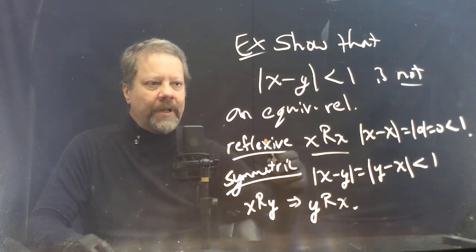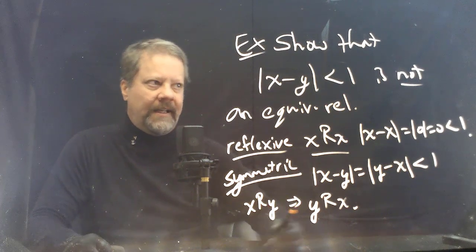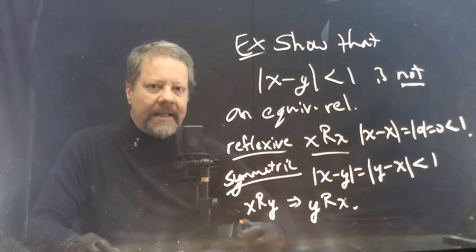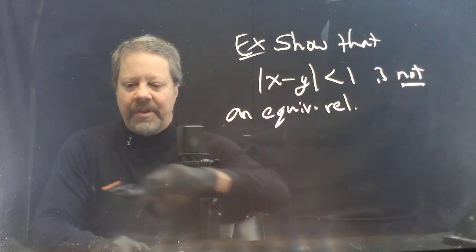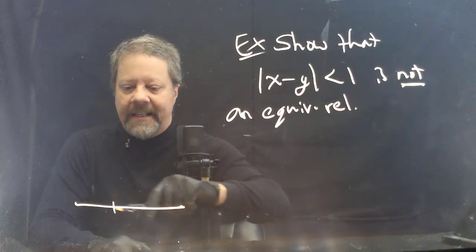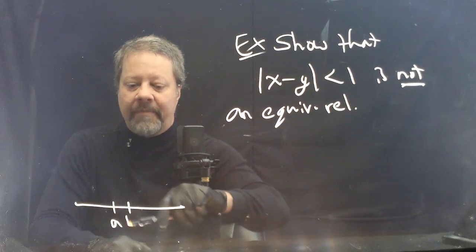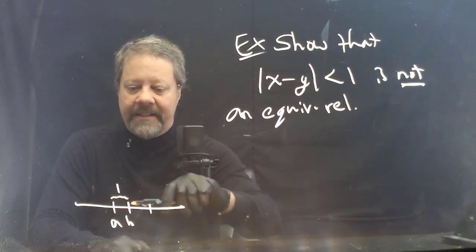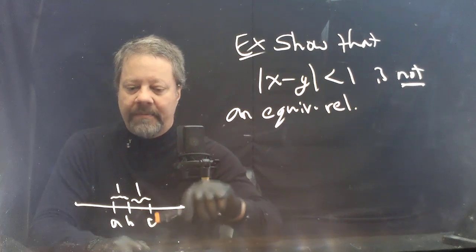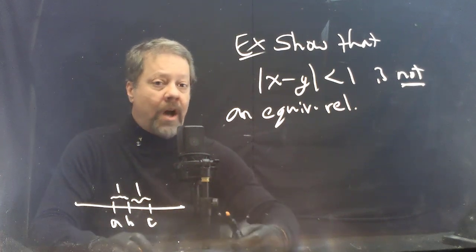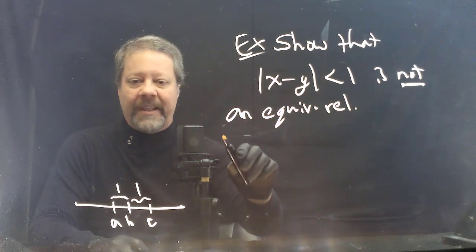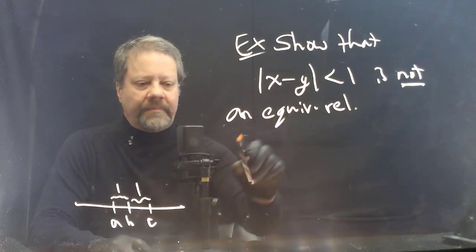So if we're trying to show that this is not an equivalence relation, then we need to show that it is not transitive. But this should be pretty easy, because it's easy to see how you can have 2 points A and B that are less than 1 unit apart, and B and C less than 1 unit apart, but A and C not less than 1 unit apart. So all you have to do is come up with a counterexample.